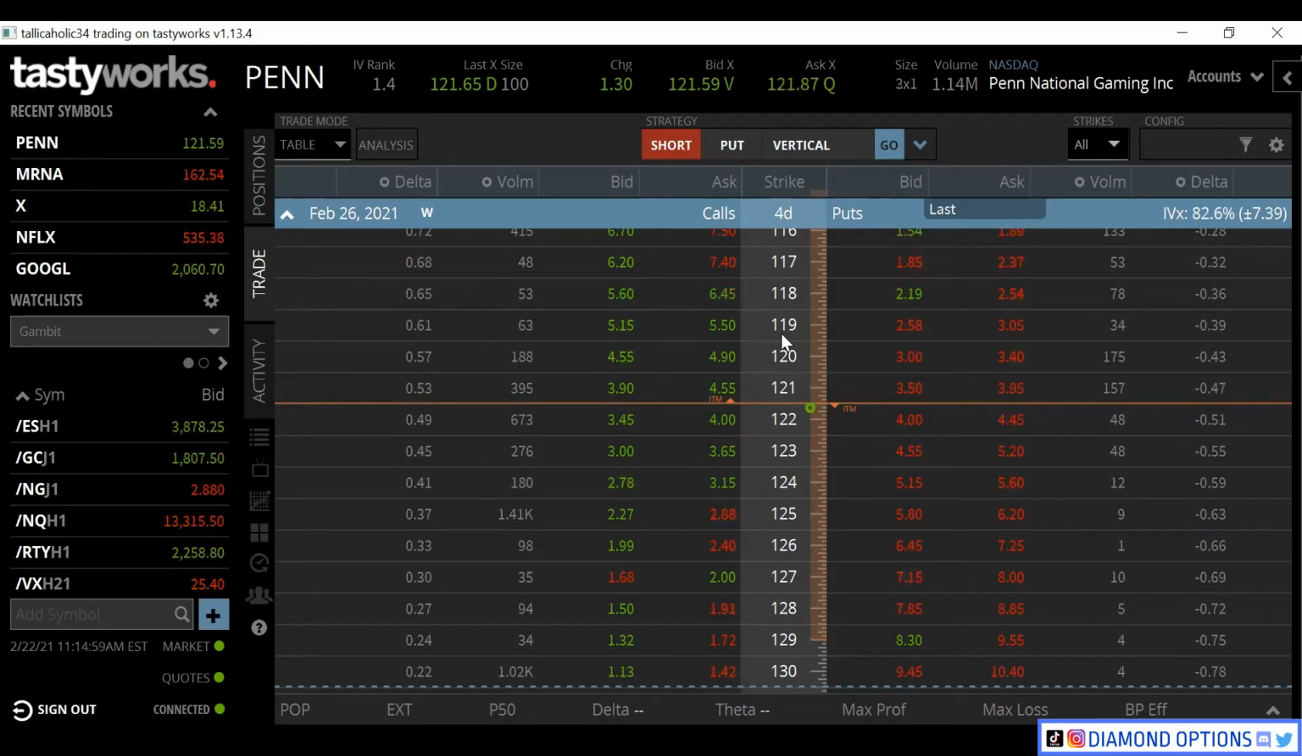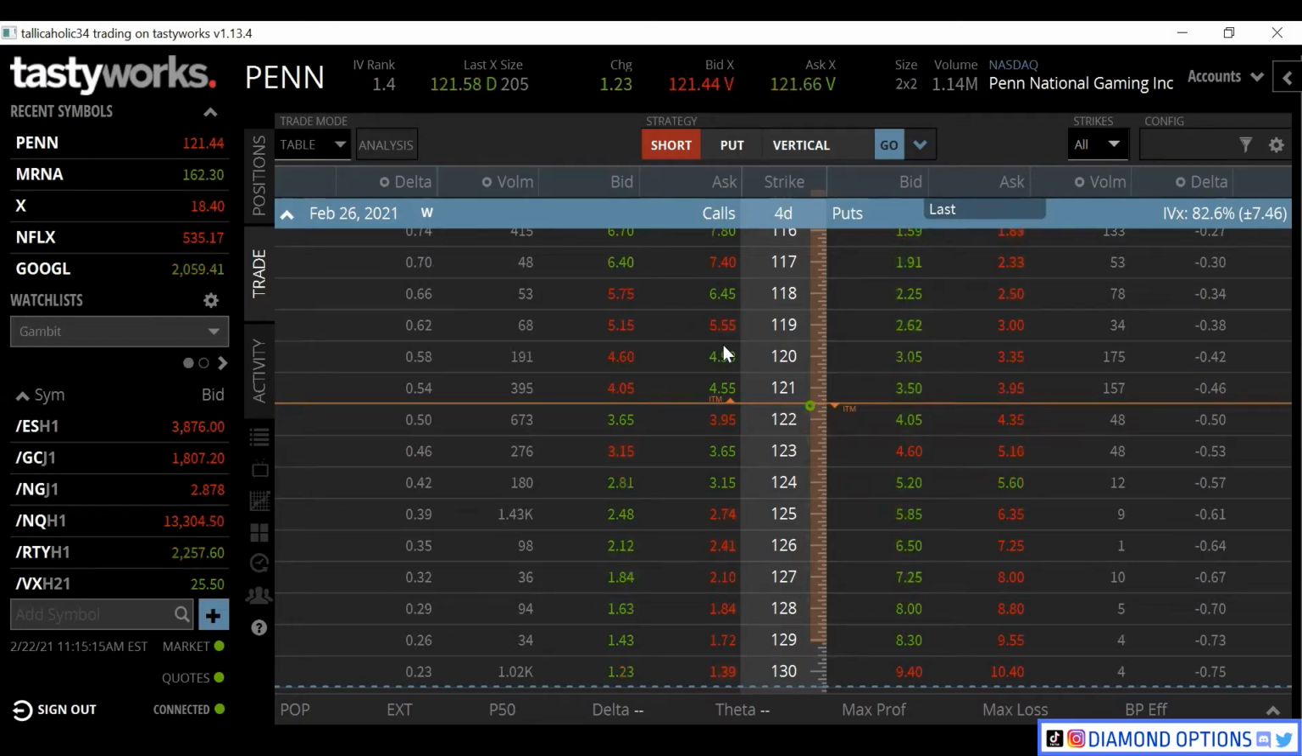If you'll notice, as the strike price increases, the delta for our calls actually decreases. The same exact thing happens on the put side, only in reverse. So as the strike price increases, the delta increases as well.